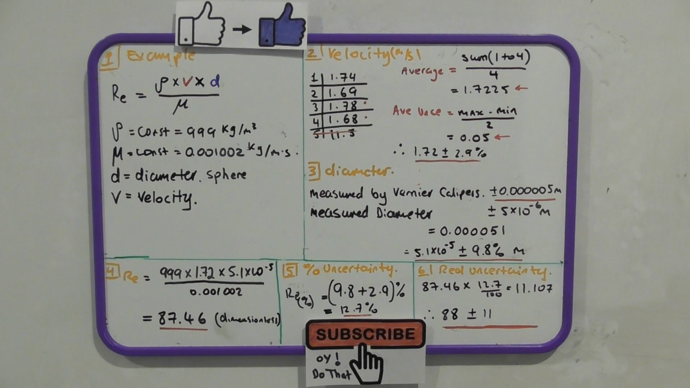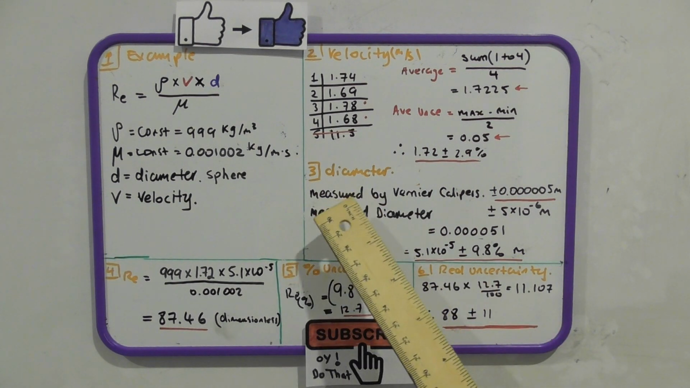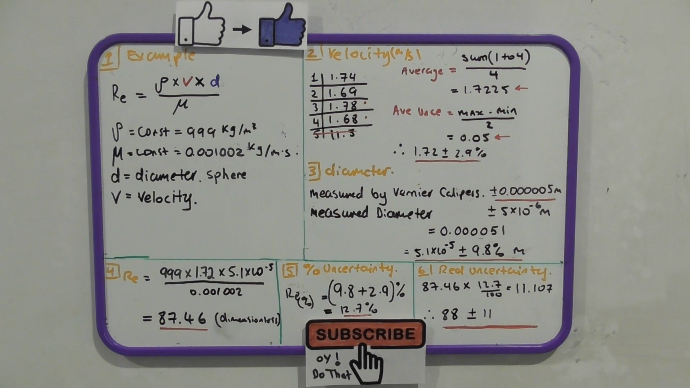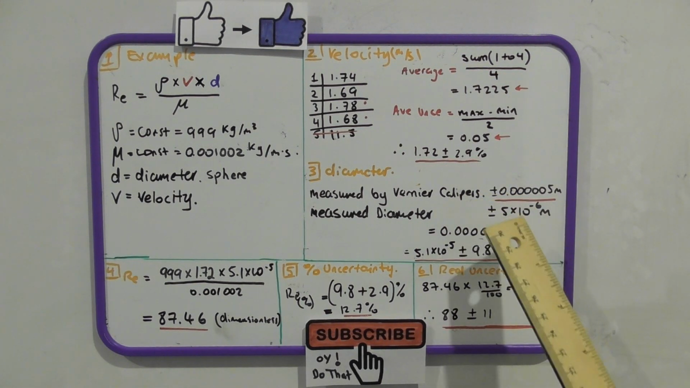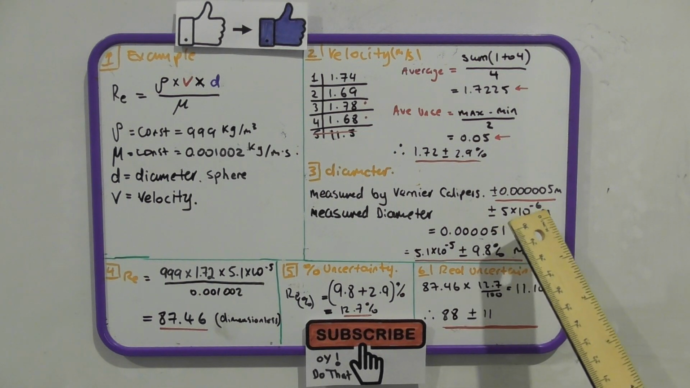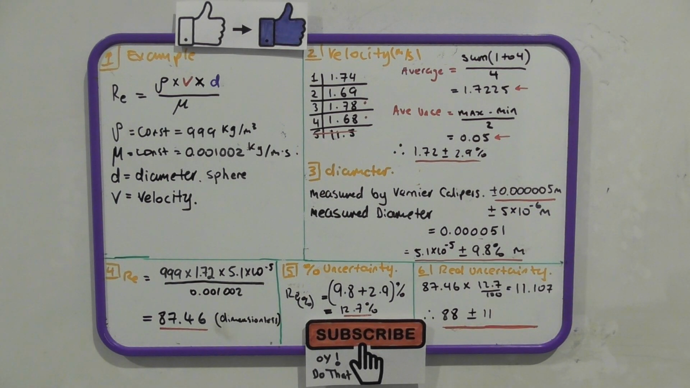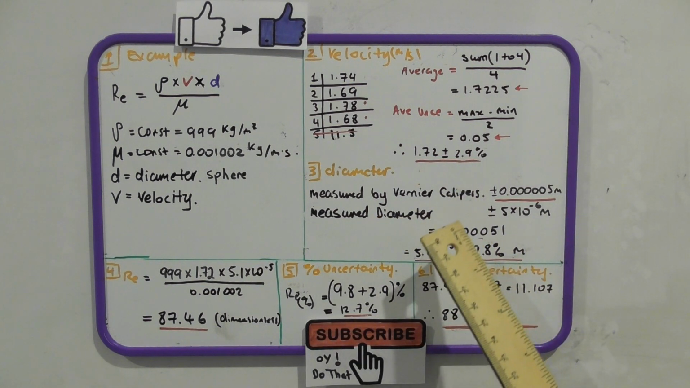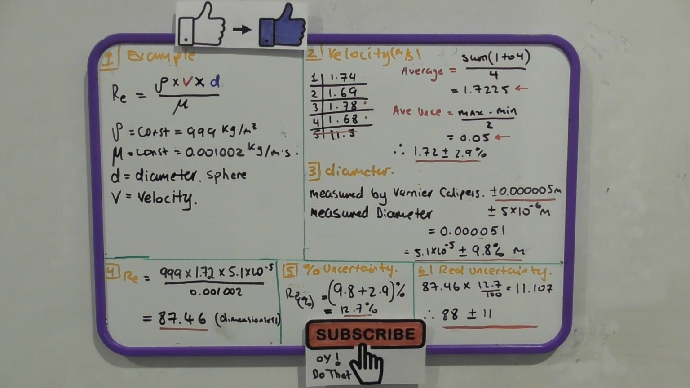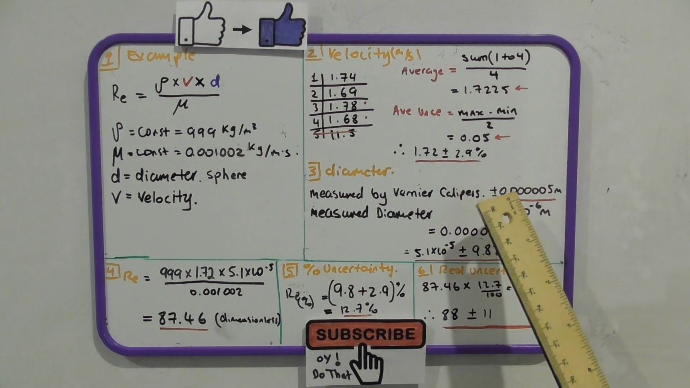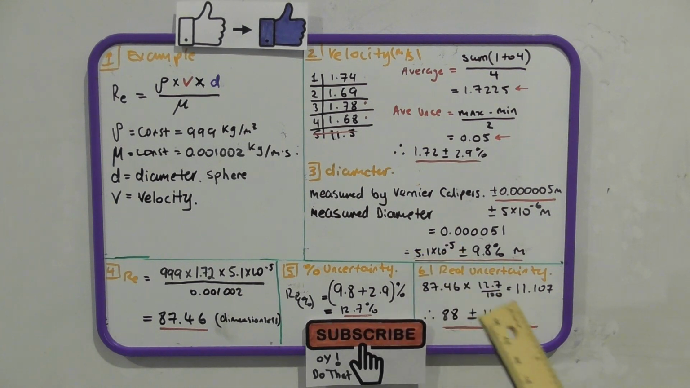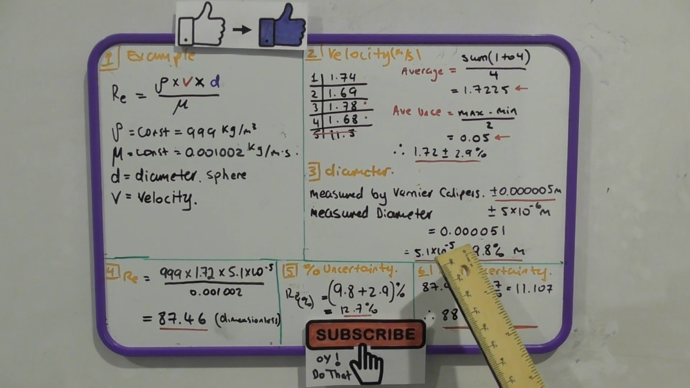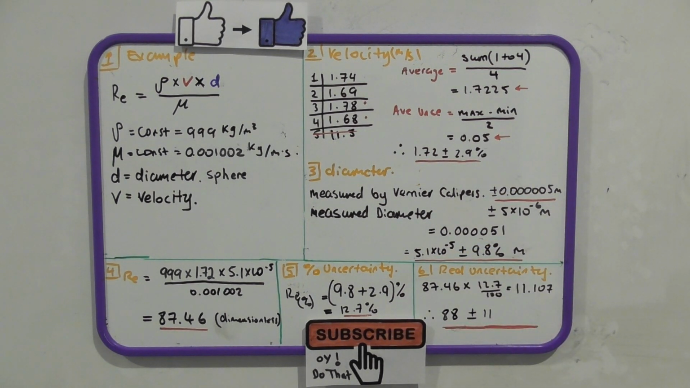Now the diameter, say, of a sphere was measured by the vernier calipers, and the vernier calipers had an accuracy of plus or minus 5 times 10 to the negative 6 meters, and the diameter that was measured was 5.1 times 10 to the negative 5 meters. Now we'd find what percentage that uncertainty is of 5.1 times 10 to the negative 5. In this case, it'll be plus or minus 9.8%. Now, we are ready to do our calculations.